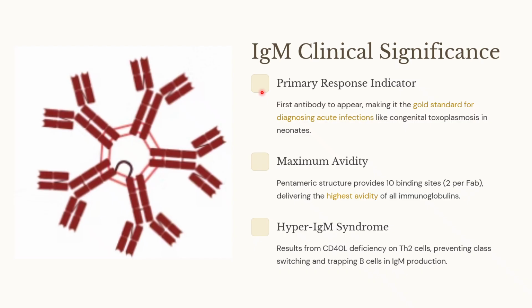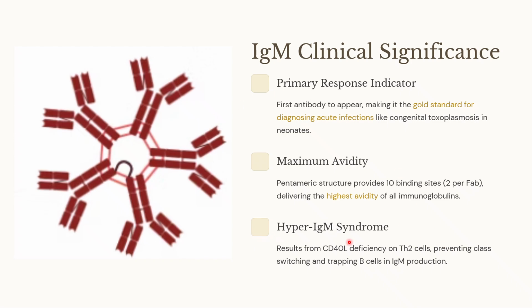The question might be, what is the antibody to appear in congenital toxoplasmosis in neonates? Since this is the primary response indicator, the answer to that question is IgM. This is the pentameric structure providing 10 binding sites. Pay attention, this is the FC fragment and FAB segment. Since this has 10 FAB segments, it has 10 binding sites, delivering the highest avidity.